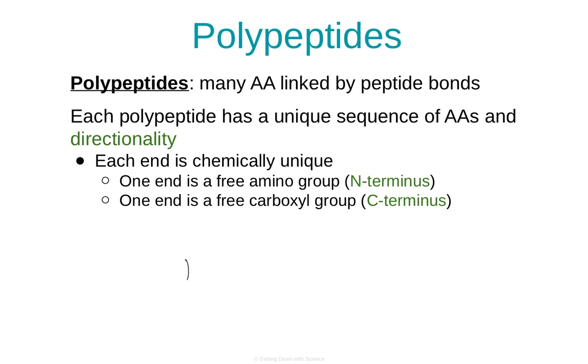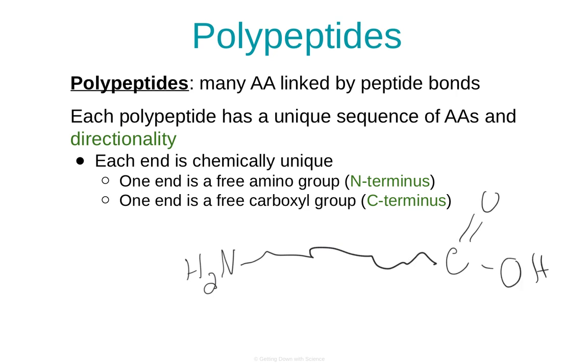If you flip back to the previous slide, one end of the polypeptide was ending in this, and then there was a chain of stuff, and then it terminated in something like this. So we have C terminus and N terminus. That's what it's talking about. It's how the polypeptide orients itself in a sequence.